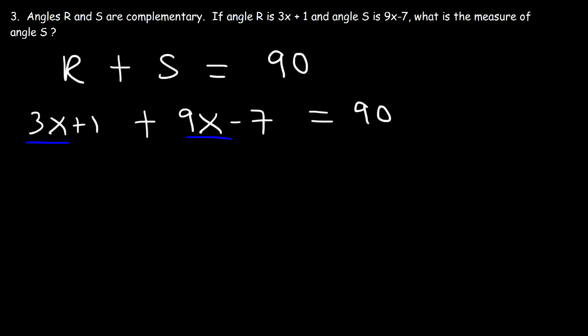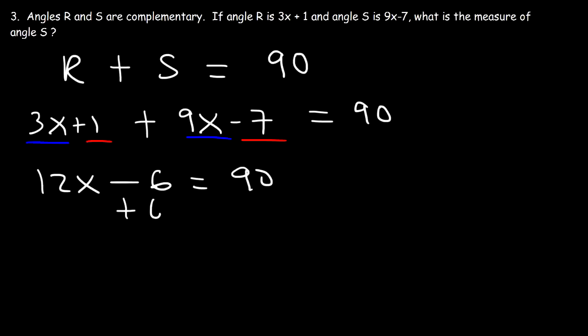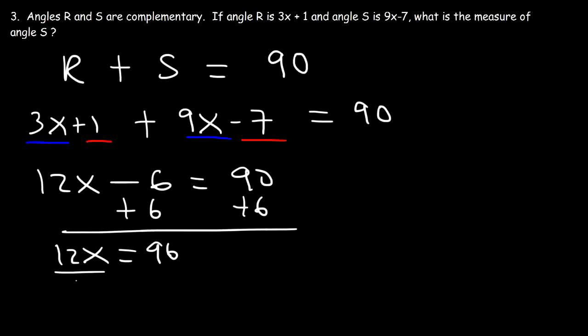3x plus 9x, that's 12x. 1 plus negative 7 is negative 6, so 12x minus 6 is 90. Now let's go ahead and add 6 to both sides. So 12x is equal to 96. And now let's divide both sides by 12. 96 divided by 12 is 8. So x is equal to 8.